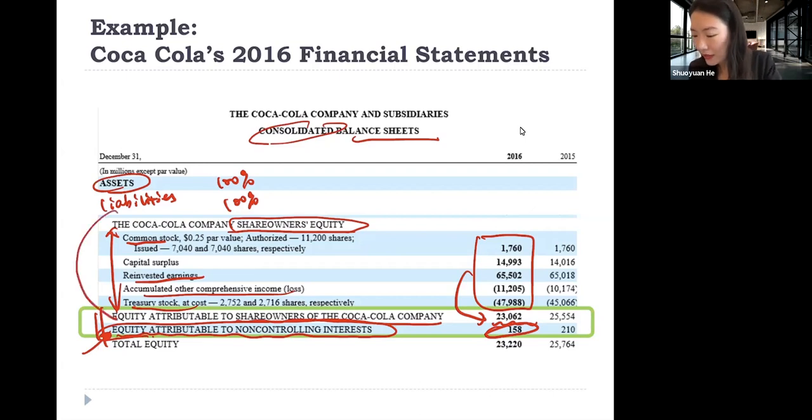But everything in this part is Coca-Cola's shareholders' equity. So in other words, assets and liabilities are 100% consolidation, and separation is done in the shareholders' equity part.